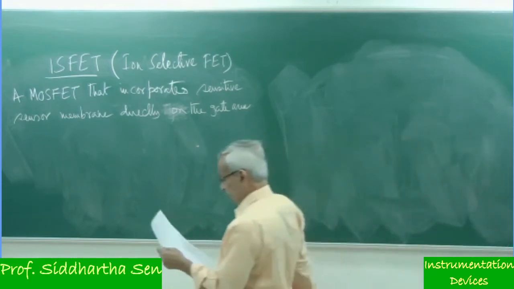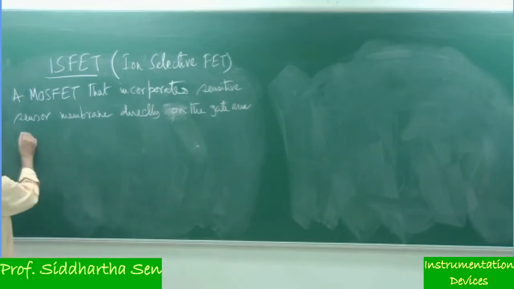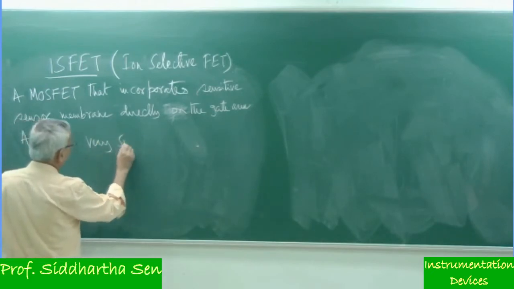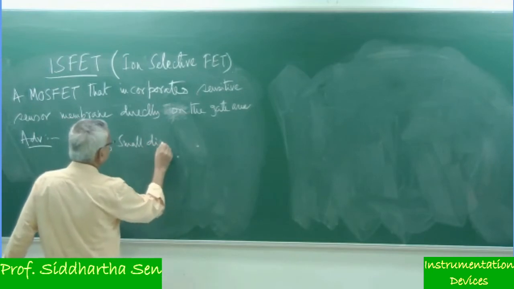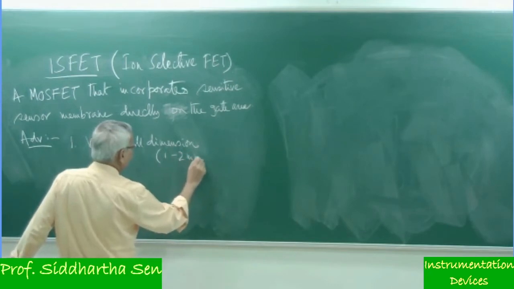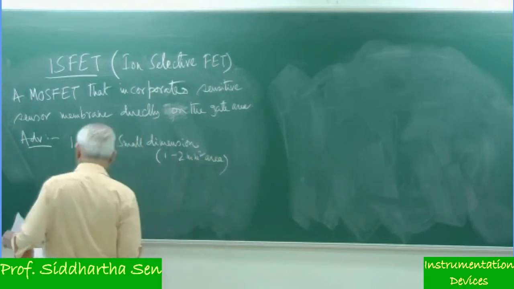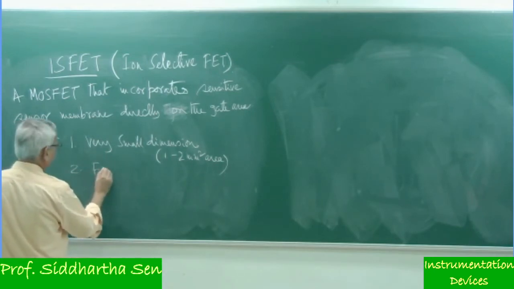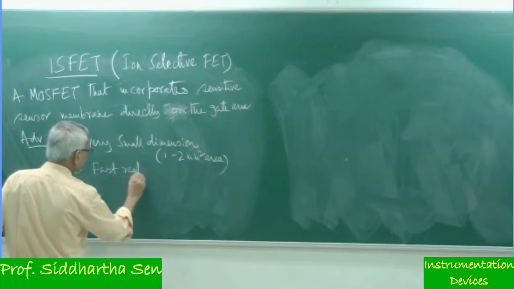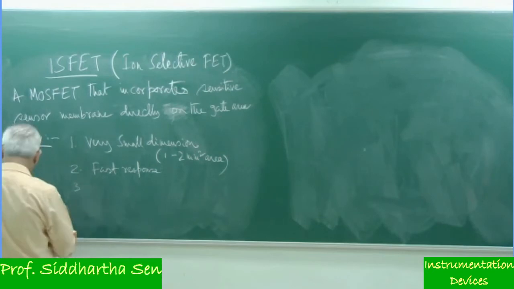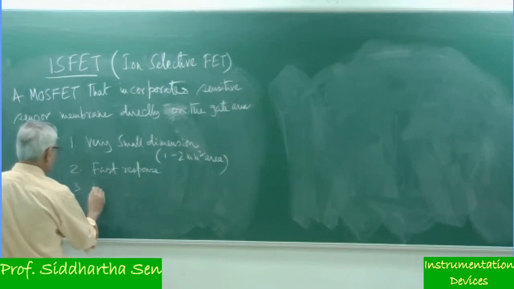So what we can say now is the advantages. One is very small dimension, which is 1 to 2 millimeter square area. You can see it. Second thing is fast response and it gives you direct output there. And third one is that no shielding is required.